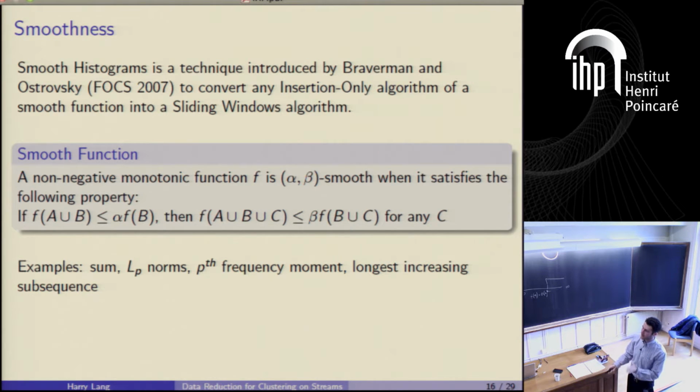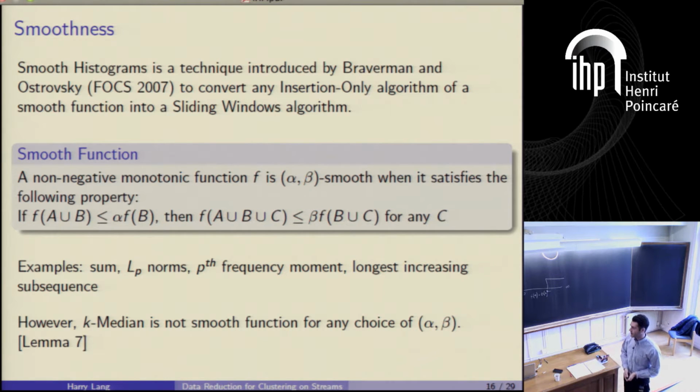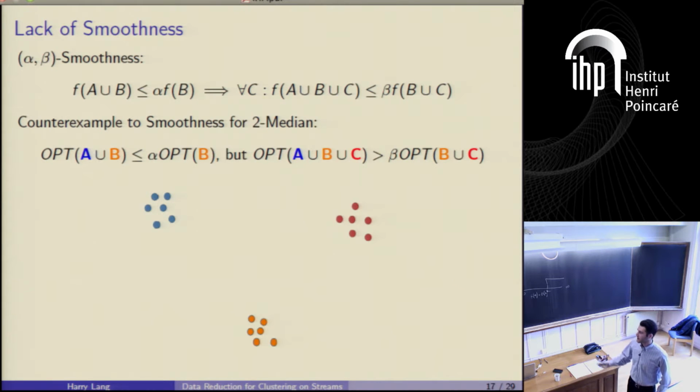So sum satisfies this, as do LP norms, the frequency moments, lots of problems, but not k-median clustering, which necessitates a new technique, because we can't just blindly apply these smooth histograms. It's easy to see why they're not smooth. This is an example for the k equals 2 case, and I think it should be pretty clear that this generalizes. Let A be this tight cluster of points, and B be this tight cluster. For k equals 2, I can put a center here and a center here, and the cost is pretty low. You can make the cost arbitrarily low by just making the cluster tighter.